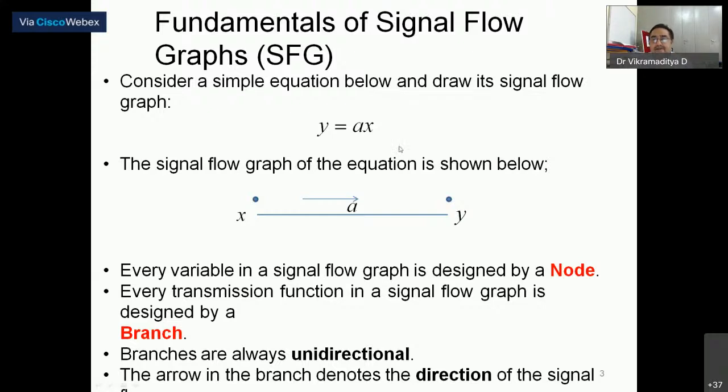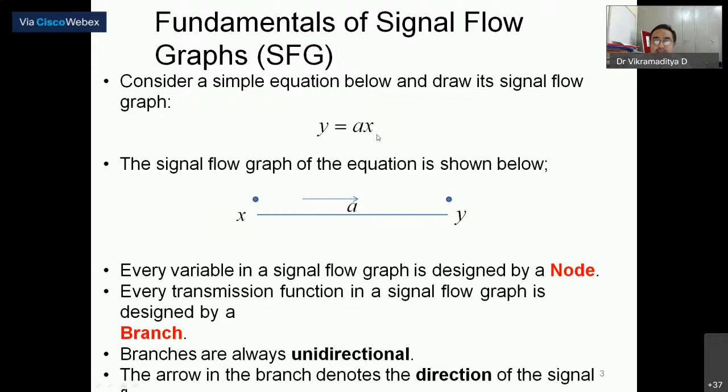Okay, so I have an equation, y is equal to ax. Now I have to represent it graphically by a signal flow graph. So how many variables are there? First of all, find out how many variables there are. There are two variables. What are they? x and y. So y is a dependent variable and x is an independent variable.